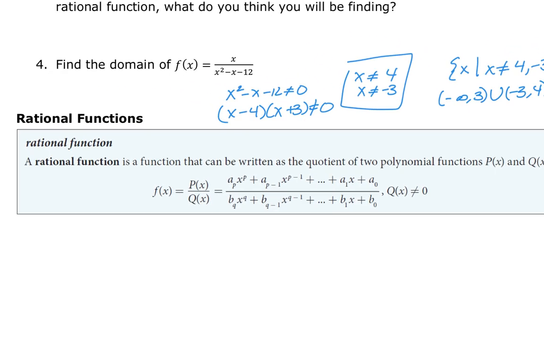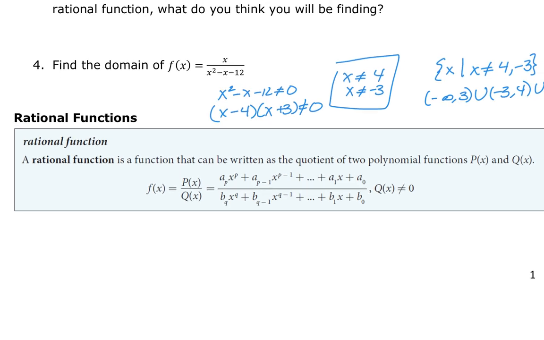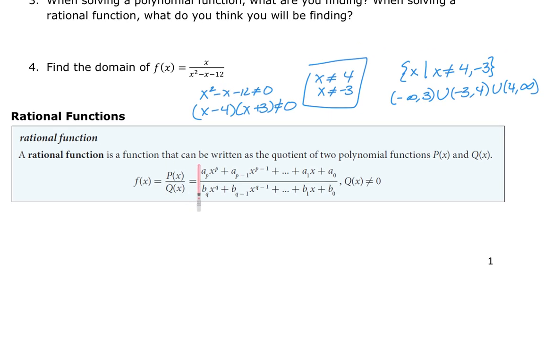And I said that that is a rational function, so let's now define what a rational function is. A rational function is any function that can be written as a quotient, in other words, a division, of two polynomial functions, p and q.